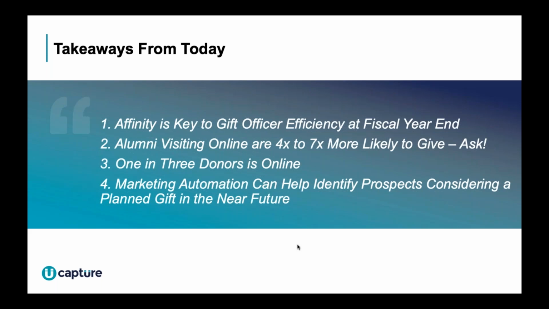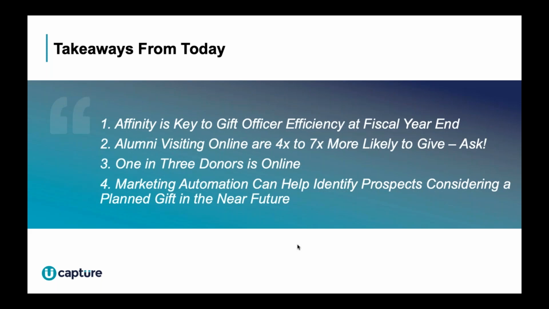We also know that alumni visiting online are 4 to 7 times more likely to give. We just have to ask. And so by using marketing automation, we can deliver those solicitations in real time on the screen when, where, and how alumni are choosing to engage the institution today. And not only alumni in general, but alumni who are 4 to 7 times more likely to give to the campaign this year.